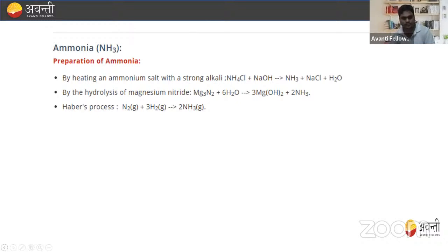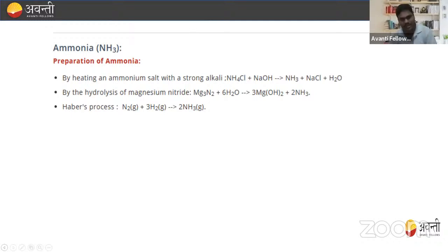Again, by the hydrolysis of magnesium nitride, we can also prepare it. By the hydrolysis of magnesium nitride, Mg3N2 and 6H2O, we can also prepare 3Mg(OH)2 plus 2NH3, right? So when magnesium nitride is treated with H2O, it will form magnesium hydroxide plus NH3.